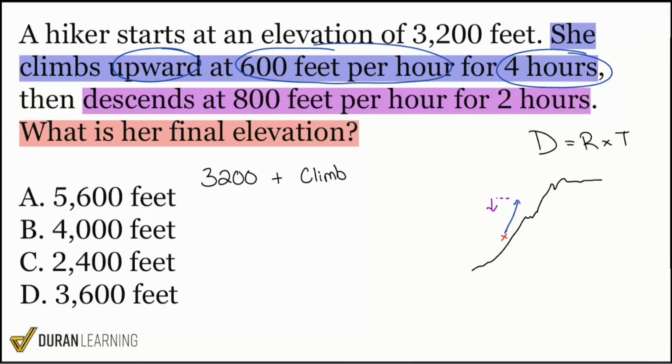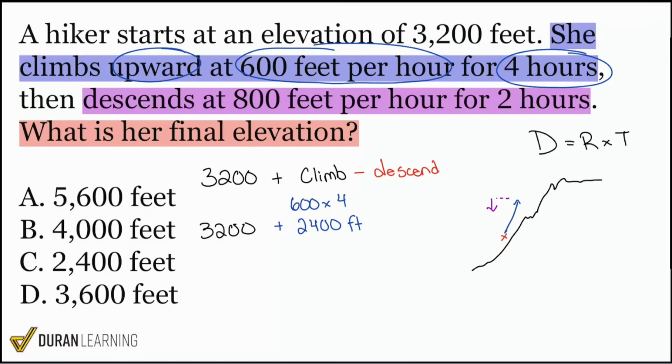So when we consider that, we're going to have 600 as the rate multiplied by time. Everyone, what is 600 times 4? Help me out there. Yeah, that'll be 2,400, nice and easy. And we'll write that down. We're going to add 2,400 feet because, again, we're climbing, we're going up. So we have the 3,200 plus the 2,400. But remember, we have to subtract the distance that we descend.